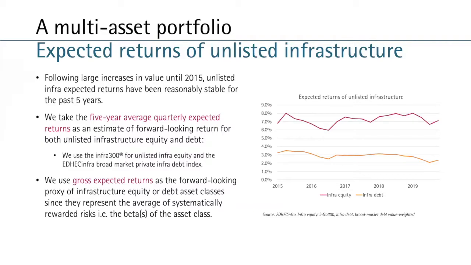In this chart, we have the expected returns going back up to 5 years for both infra equity and infra debt. For infra equity, we used the Infra 300 index, and for infra debt, we have used the broad market private debt index. Until 2015, the expected returns for these indices were quite high as the infrastructure market was still developing. And this behavior is also sort of the result of how investors have priced these assets over the past few years. But in these recent periods, we have seen that the returns are more stable and they follow a very narrow range over this period. So we use the average of these 5 years as an estimate for forward-looking return.